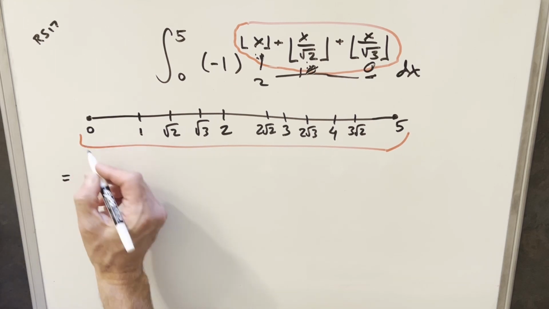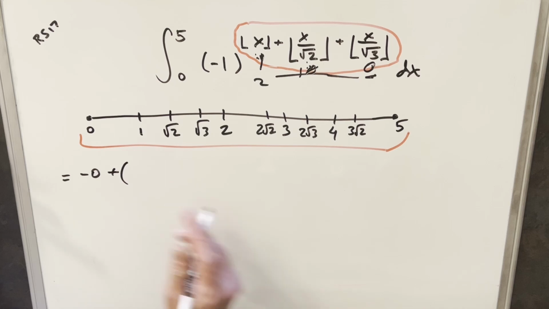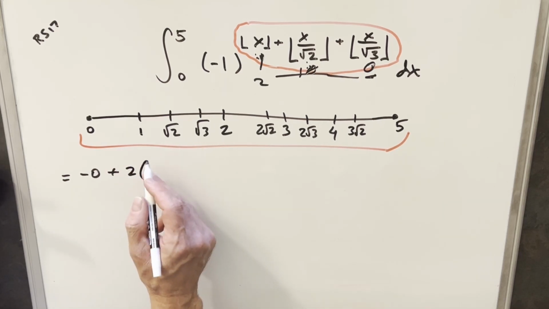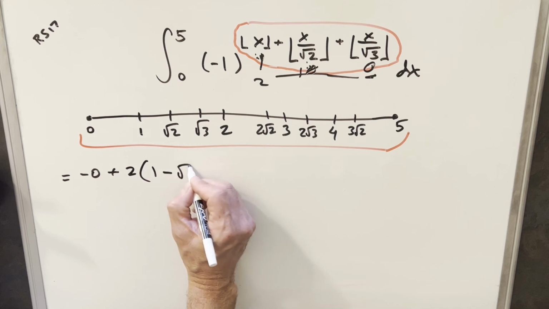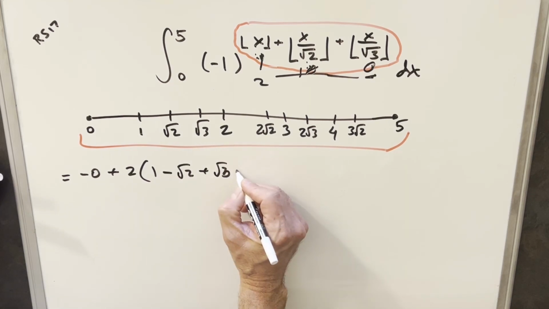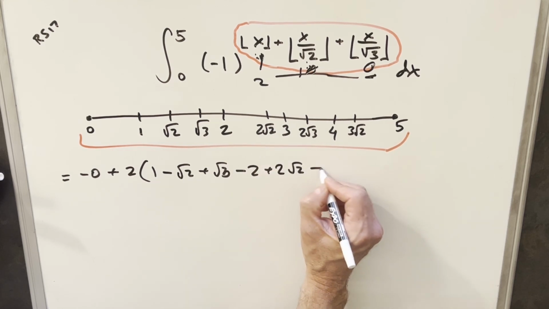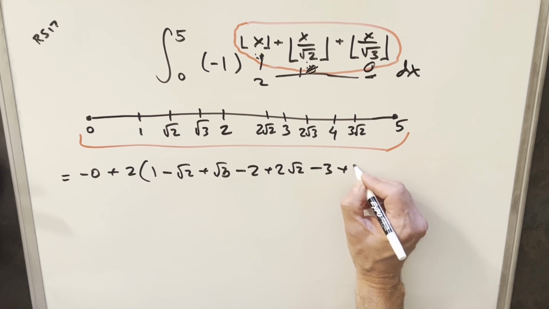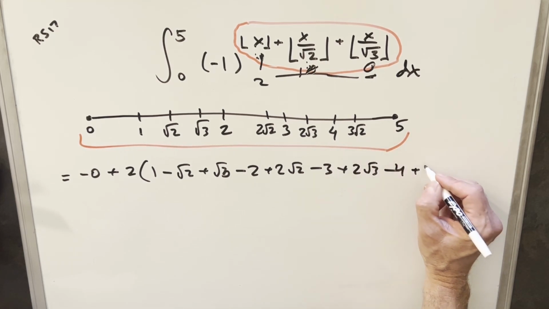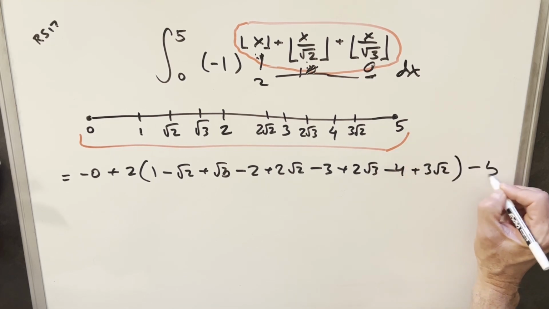So we'll subtract our first one, which is 0, which is kind of pointless, but we'll just include it just because. Then everything in the middle is going to be multiplied by 2. So we'll bring the 2 out front. Then we're going to be adding 1, subtracting square root of 2. So we'll add square root of 3, subtract a 2, add 2 square root of 2, subtract a 3, add 2 square root of 3, subtract a 4, add 3 square root of 2, and then we're just going to subtract 1 of the 5.